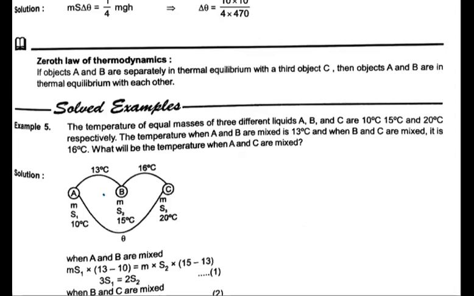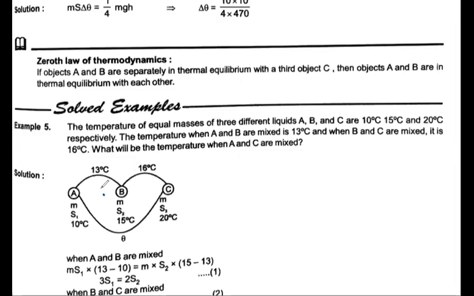It is said that when A and B are mixed, it is 13 degrees centigrade, and when B and C are mixed, it is 16 degrees centigrade. So obviously, if A and C are mixed, the temperature must be somewhere between 13 and 16, just using your normal concept. Yes or no? Think about it, your intuition. Yes.